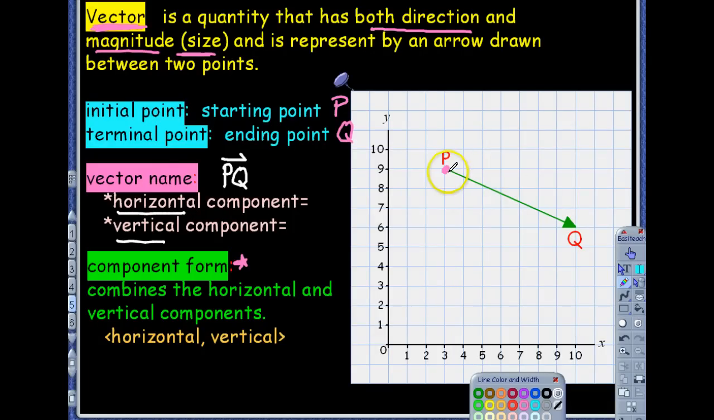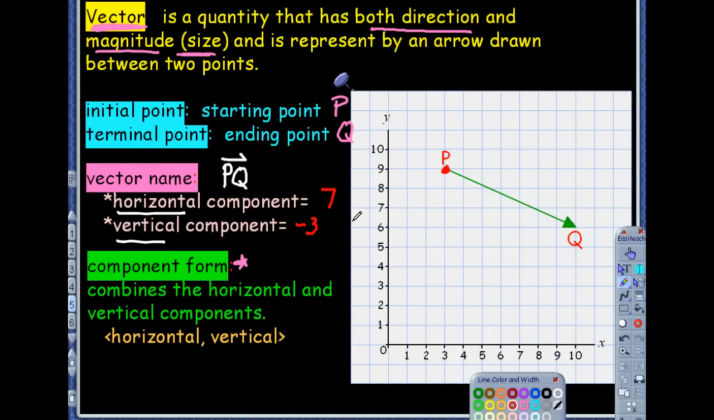So let's actually do that on here. If I am starting at this initial point P, how much am I moving horizontally to get to Q? Let's see. There's 1, 2, 3, 4, 5, 6, 7. I'm moving 7 to the right, so that would be positive 7, and you don't need to put a little plus there. And vertically, to get to point Q, I'm going down 1, 2, 3. So that would be negative 3.